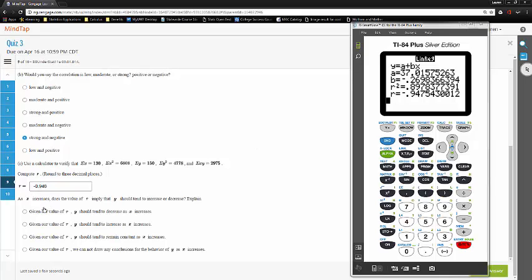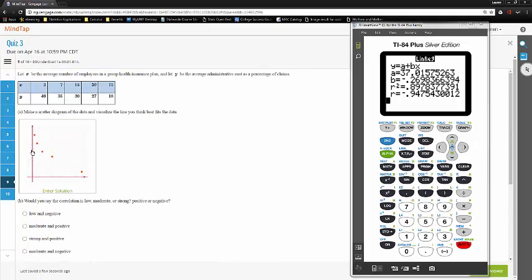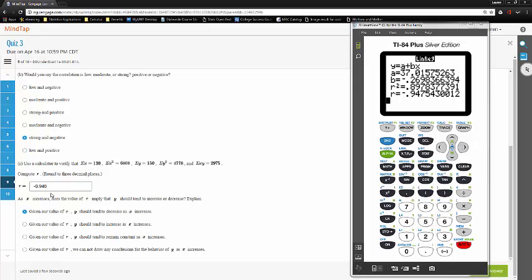This is a negative value, so that would imply that Y will go down as X increases. So Y should decrease as X increases. That's what we saw in the scatter plot as well. X got bigger, Y got smaller. And then we are good to go.